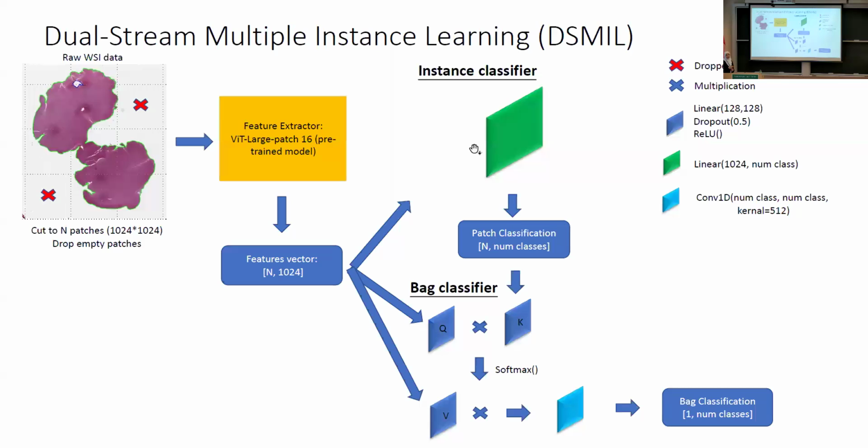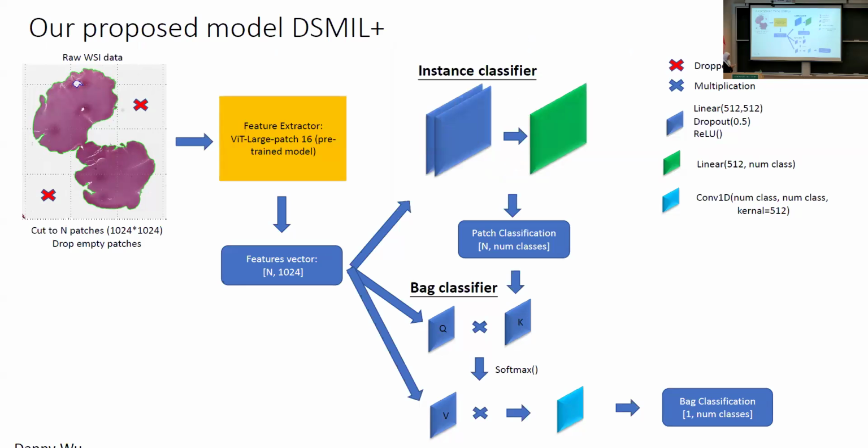This approach is much more scalable for our work, but vision transformers also have a specific power, so we've been testing these different methods. We also increased the complexity of this model, called DSMIL Plus, by adding another layer for learning features for the instance classifier.